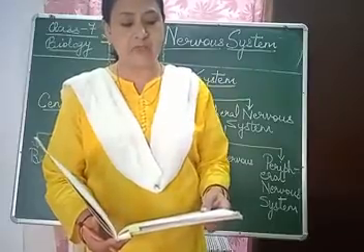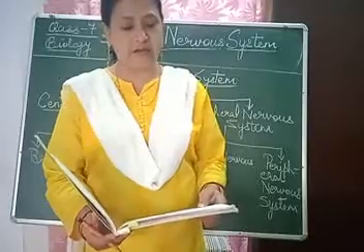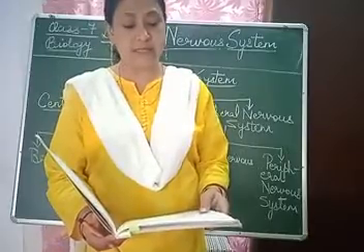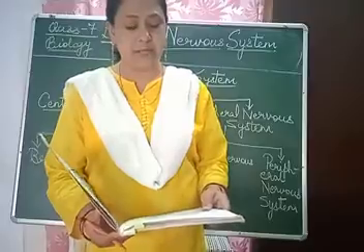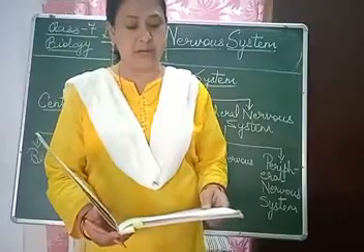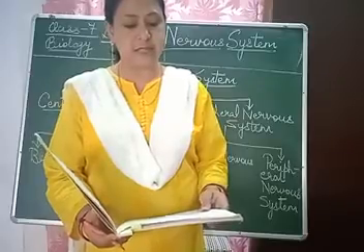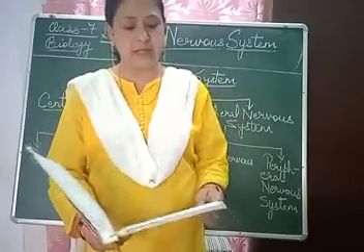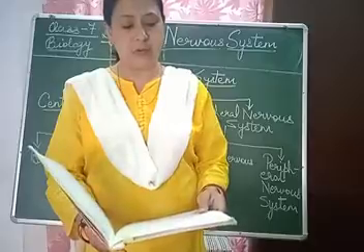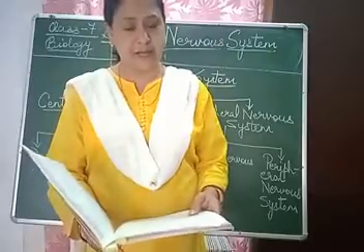The nerves are of three kinds. Sensory, afferent nerves contain only sensory fibers. They bring impulses from the sense organ to the brain or spinal cord. For example, the auditory nerves from the internal ear and the optic nerve from both eyes to the brain.